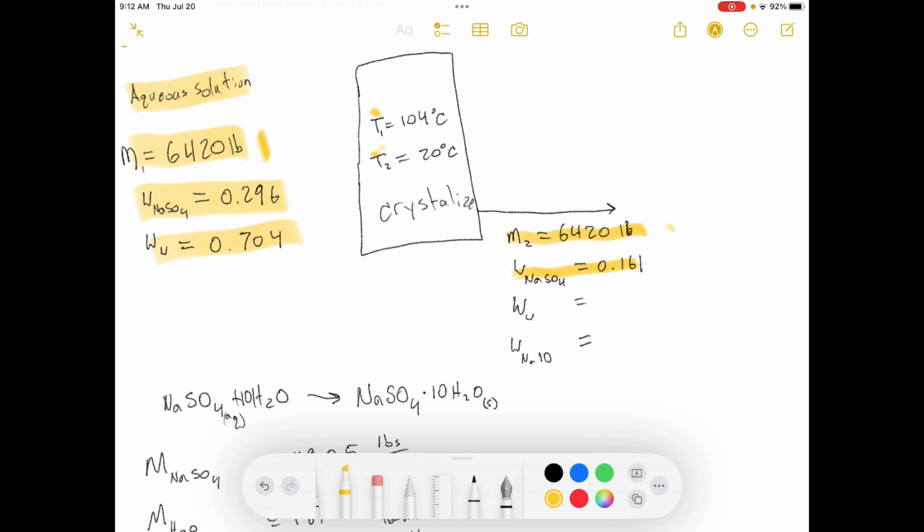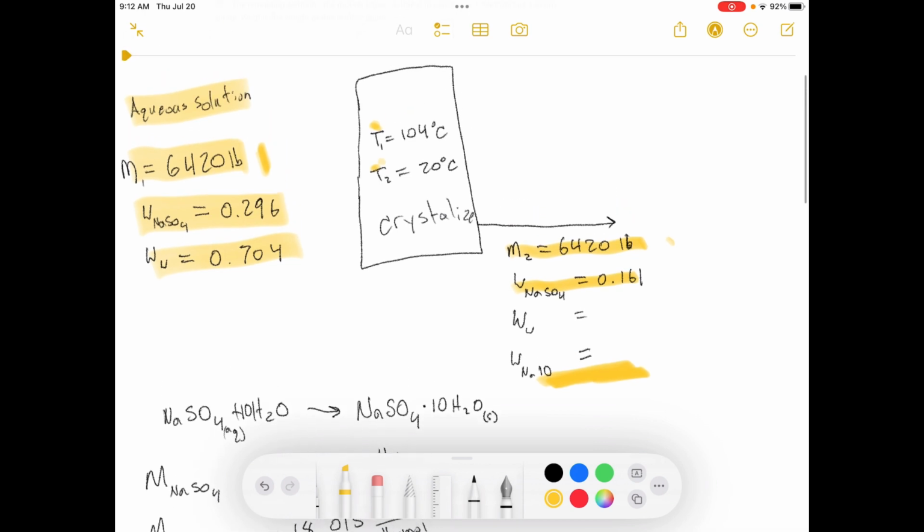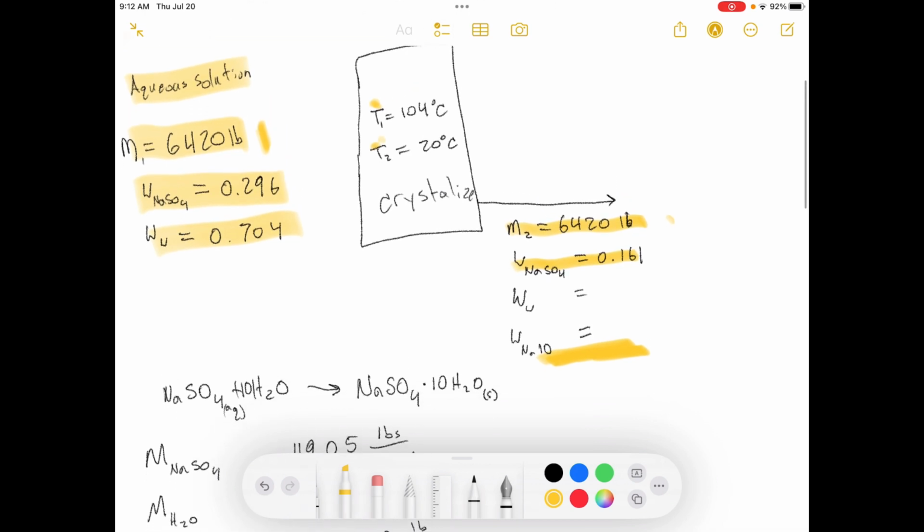It has changed, and now we have a new product. I just abbreviated sodium sulfate 10 water as Na10. I think I wrote it out for the rest of the problem later on, but this helps you see that we've got a couple unknowns here, a few species, and this equation going on. You have sodium sulfate plus 10 water goes to sodium sulfate dot 10 water, as a solid.